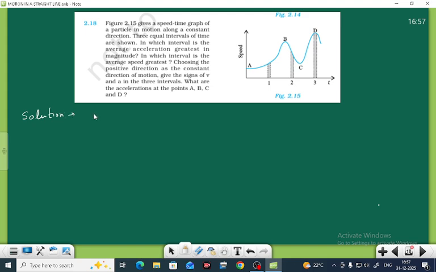that is, average acceleration is greatest in interval 2. Average speed is greatest in interval 3.